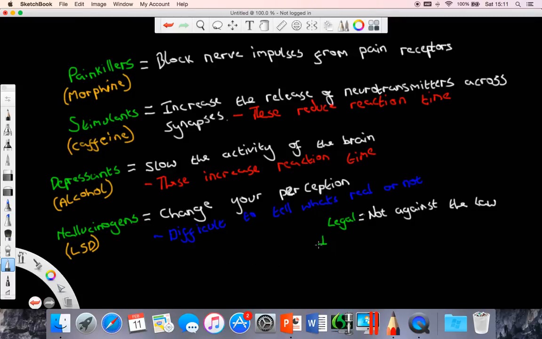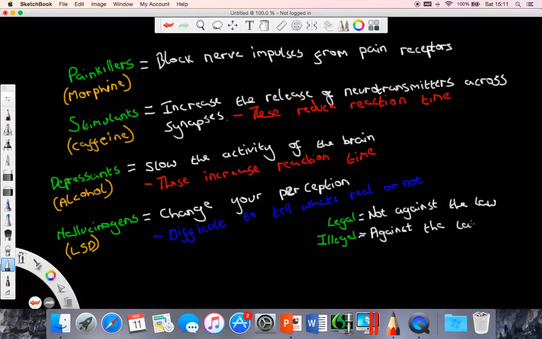On the other hand, illegal drugs are drugs that are against the law to have. So things like LSD. Okay, LSD is an illegal drug. So these are against the law. You can get arrested for it.